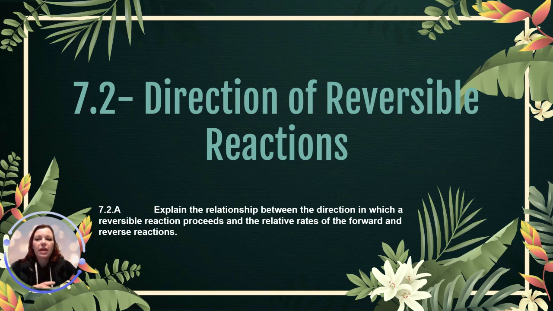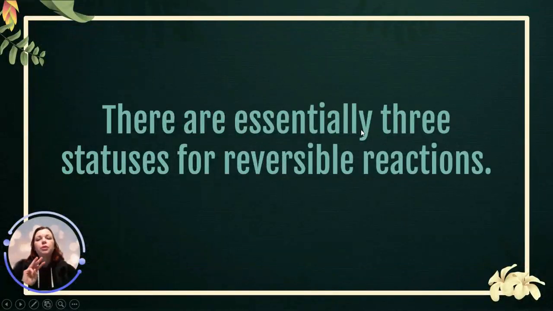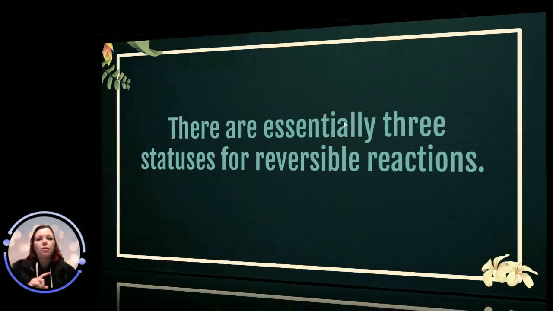The learning objective for today is 7.2.a: explain the relationship between the direction in which a reversible reaction proceeds and the relative rates of the forward and reverse reactions. So let's look at it. There are essentially three statuses for reversible reactions, and we're going to look at each one of those.